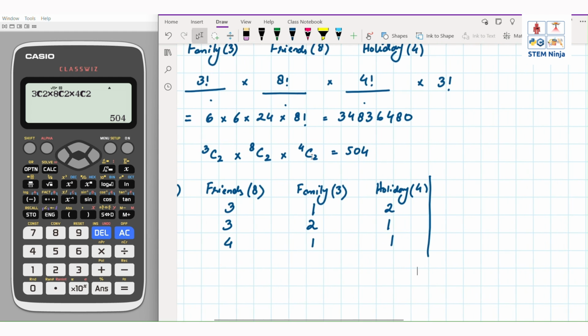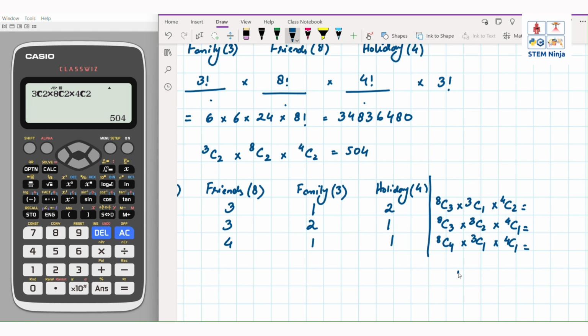Now we make the combinations. So 8C3 times 3C1 times 4C2. 8C3, 3C2, and 4C1. Similarly, 8C4 times 3C1 times 4C1. So now we just need to get their numbers and add for the total.